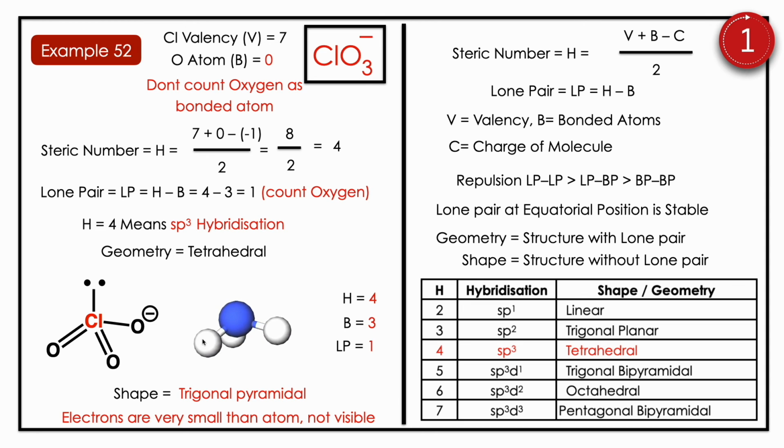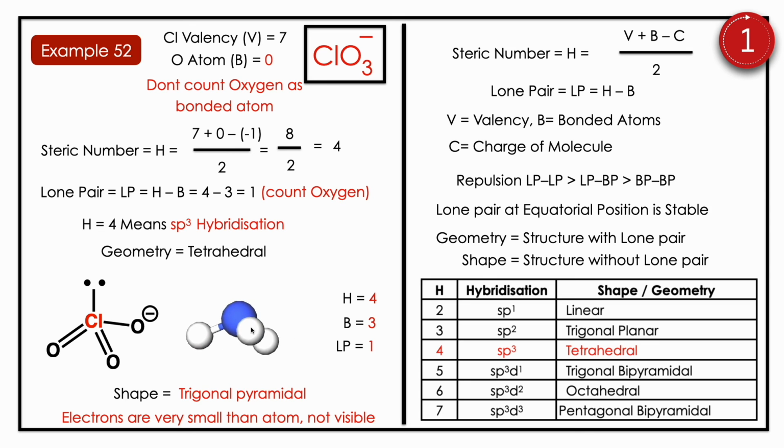Then let us look at example 52, ClO3 minus. Chlorine is the central metal atom. Valency is 7. Oxygen you should not count, which gives 0. So steric number will be (7 plus 0 minus of minus 1) whole divided by 2, which gives 8 by 2 gives 4. So lone pair will be H minus B, which gives 4 minus 3 equals 1. So H4 means sp3 hybridization. Geometry is tetrahedral, but you have one lone pair in the system.